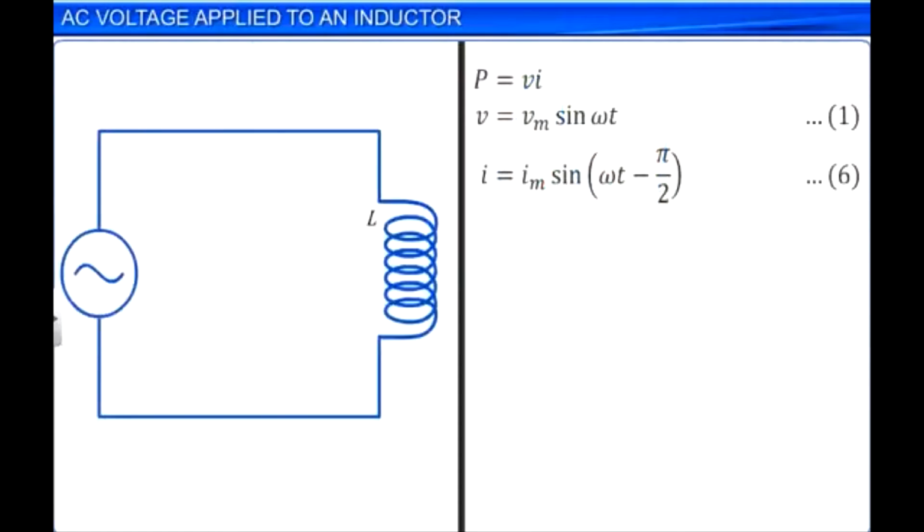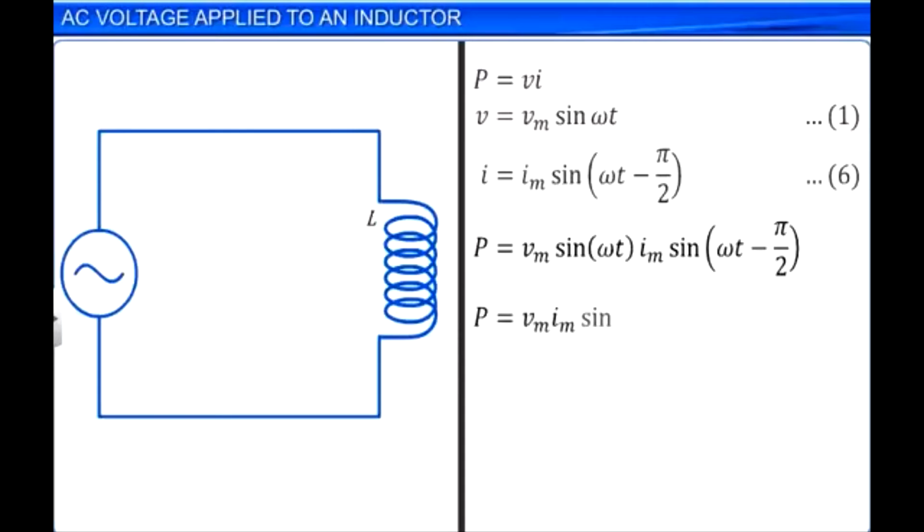Let us now try to see the power dissipation through the inductor compared to resistance. The instantaneous power supplied to the inductor is denoted by the product of voltage with current flowing through any circuit element. By substituting for V and I as in equations 1 and 6, we get P equal to Vm sin omega t into Im sin omega t minus pi by 2, which is equal to Vm Im sin omega t into sin omega t minus pi by 2.